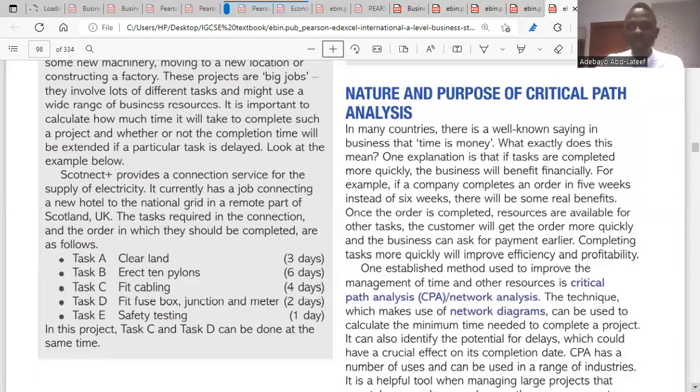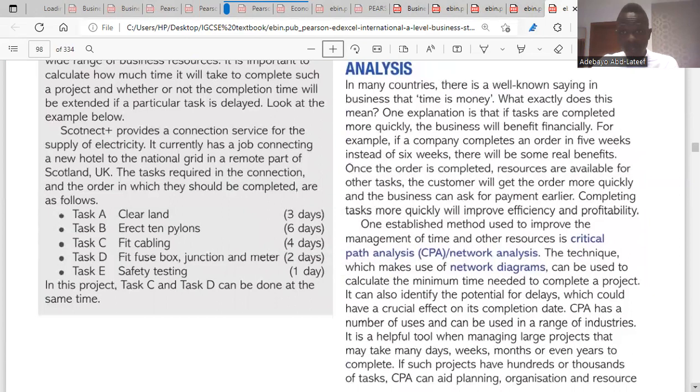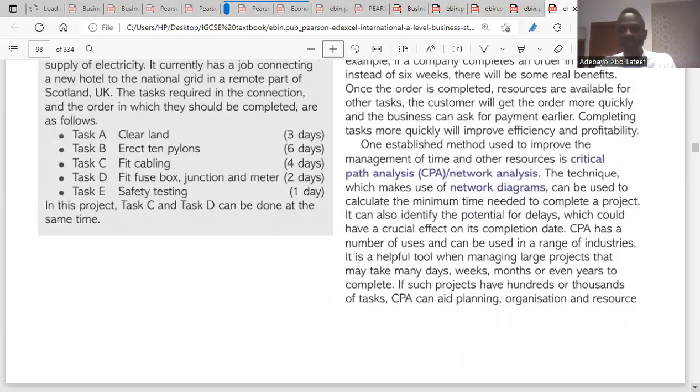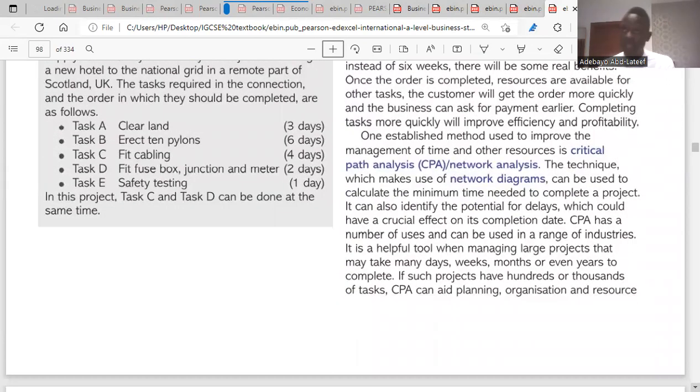Yes. So we go to the nature and purpose of critical path analysis. There's a well-known saying in business that time is money. What exactly does this mean? I already said that. So time is money. What does it imply?